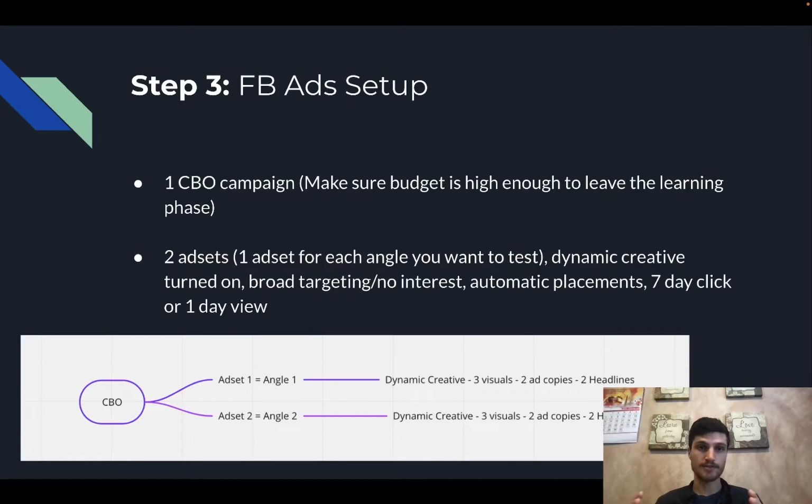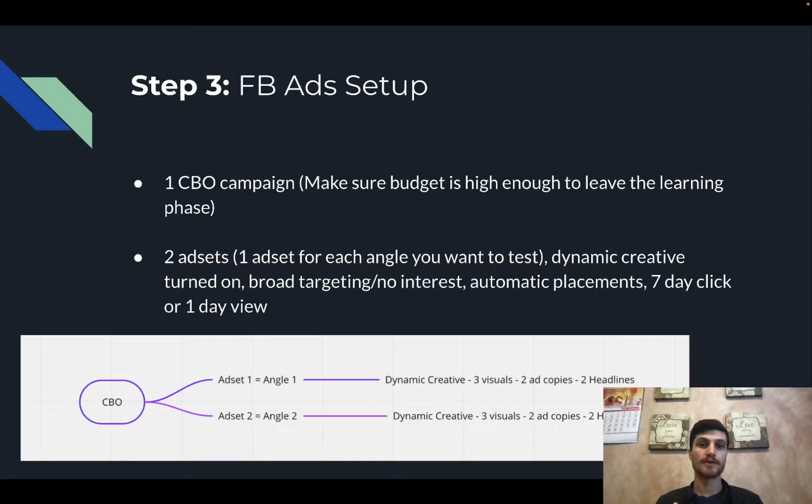And then we're going to get into the actual Facebook ad setup. So we have 1 CBO campaign. A really important thing is to make sure that the budget is high enough to leave learning phase. This is basically where Facebook is telling you, hey, when it is in learning phase, we don't have enough data to really give you a consistent and stable result over time. So having the right budget is really important.